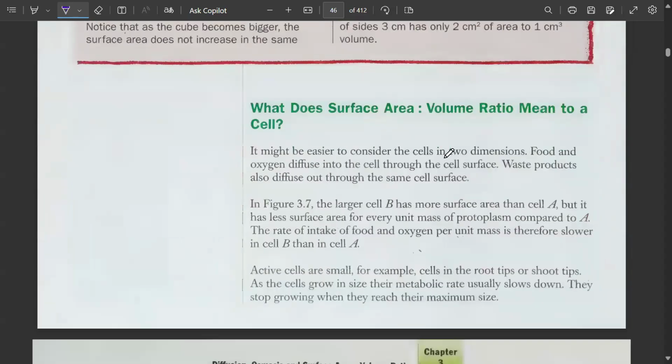It might be easy to consider the cells in two dimensions. Food and oxygen diffuse into the cell through cell surface. Waste products भी उसी surface से बाहर जाते हैं. अगर आप absorb कर रहे हो तो release भी उधर से ही करोगे at the same surface area. Let's say the largest cell B has a more surface area than cell A, but it has less surface area for every unit mass of protoplasm compared to A. तो जाहिर सी बात है rate of food intake वहां पे slow होगा और दूसरी तरफ ज्यादा होगा.